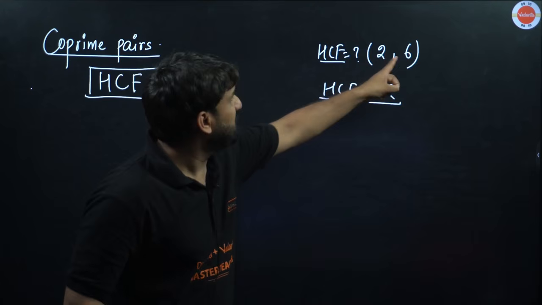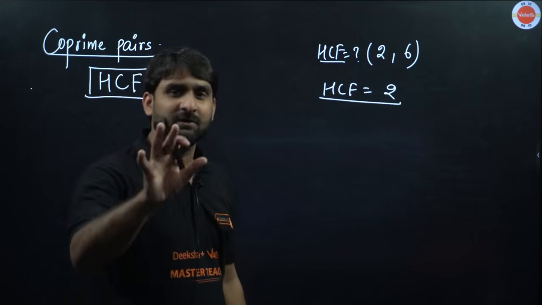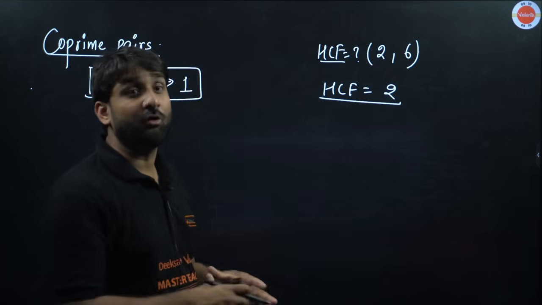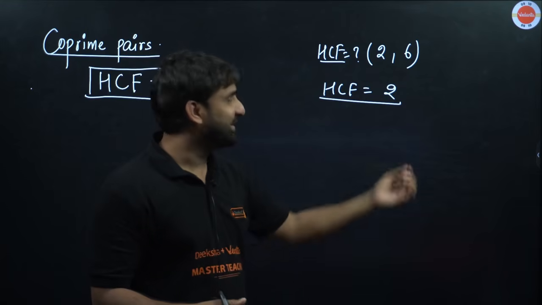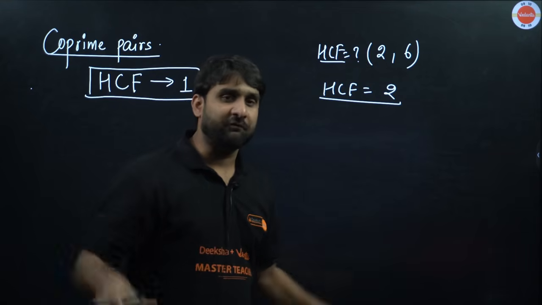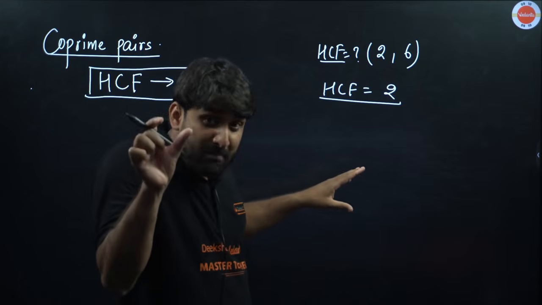So between 2 and 6, the HCF is 2. I'll be giving you the concept of how you can find the HCF of bigger numbers. These are very small numbers, so we can just use our common sense to get the answer. But we'll be solving a number of questions today in this video, don't worry. So HCF is what, my dear? The number which can divide both.